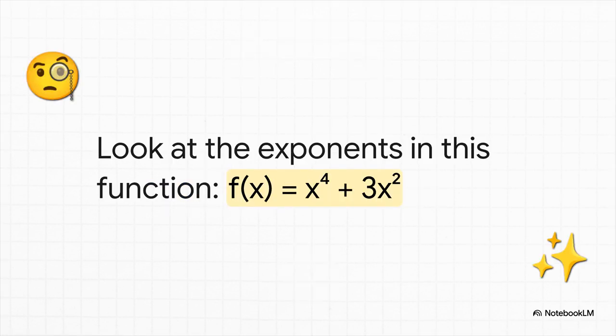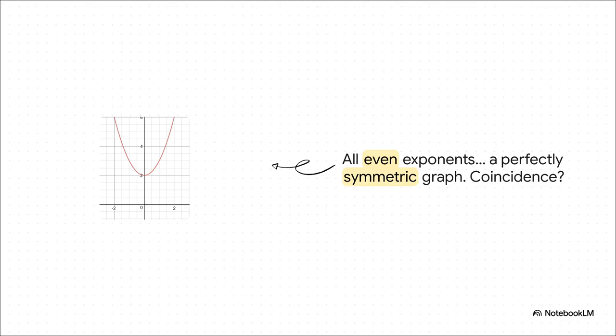All right, let's start with a little trick. Check out this function. We've got x to the fourth power and x to the second power. Notice anything about those exponents? 4 and 2? Yep, they're both even numbers. Just keep that in your back pocket for a second. Now here's where it gets cool. Take a look at the graph of that function. Because it has all even exponents, you get a perfectly symmetric graph. The left side is a perfect mirror image of the right. You think that's a coincidence? Not a chance. This, my friends, is the secret identity of an even function.